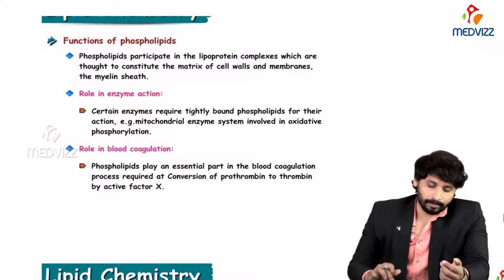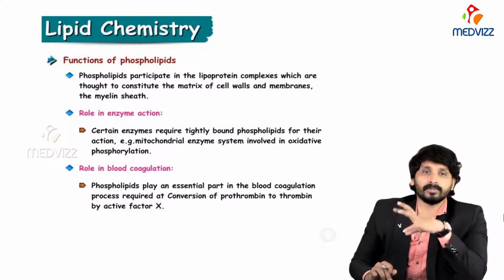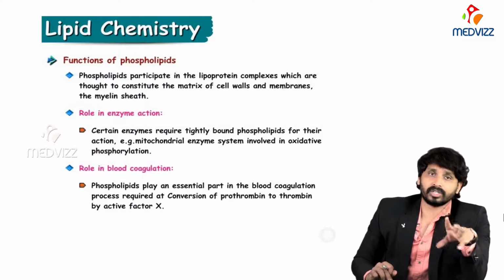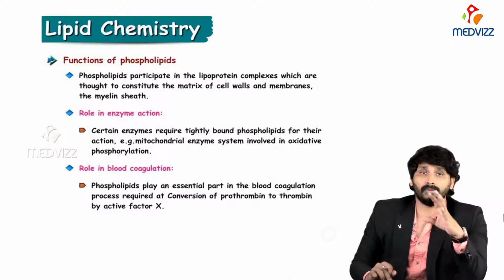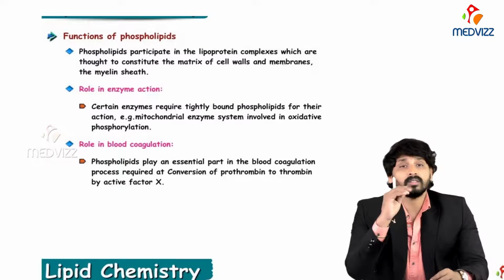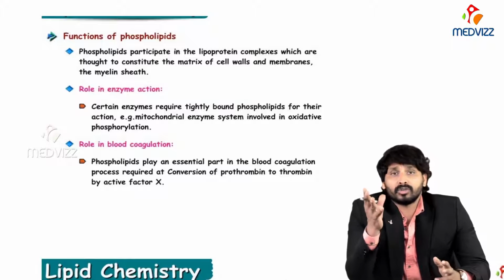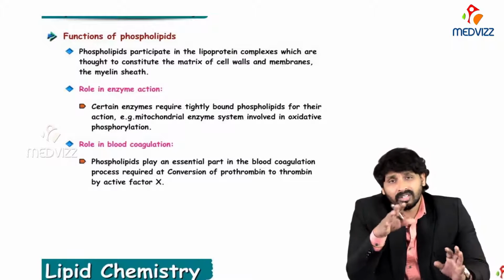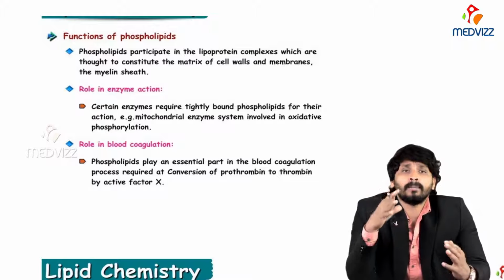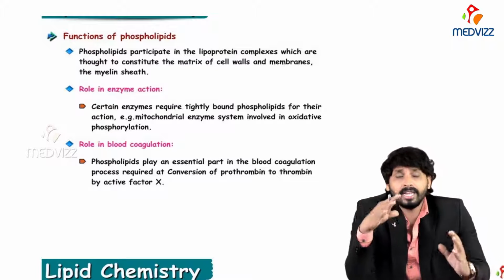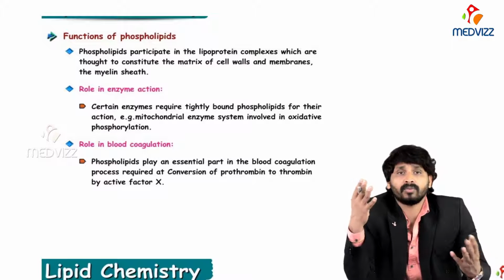Functions of phospholipids, overall functions. So far we have come across glycerophospholipids and sphingophospholipids, and their structures. Now we'll talk in detail about the overall functions of phospholipids. Phospholipids participate in lipoprotein complexes, which are thought to constitute the matrix of cell walls and membranes, in the sense of the mitochondrial cell wall, and membranes of the myelin sheath. They are very important in the formation of the matrix of cell walls and cell membranes of the myelin sheath.